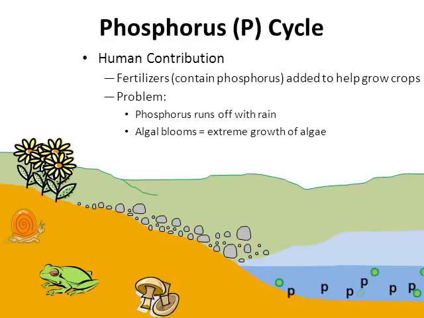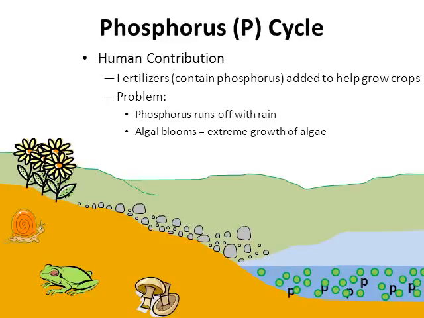This often causes what are called algal blooms, an extreme growth of algae. In the animation, you see the water in the pond is turning green because of all the algae that is now being stimulated to grow from all the phosphorus. Phosphorus is a fertilizer. It stimulates the growth of algae as well as stimulating the growth of crops.